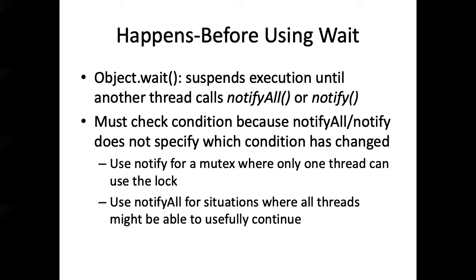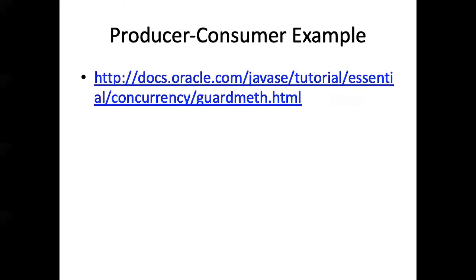So we use notify where only one thread can use the lock, and we use notify all for situations where all threads might usefully continue. So if we only have one producer and one consumer, we would use notify. If we had multiple producers and multiple consumers, we would use notify all. So let's actually take a quick look at the producer consumer example.